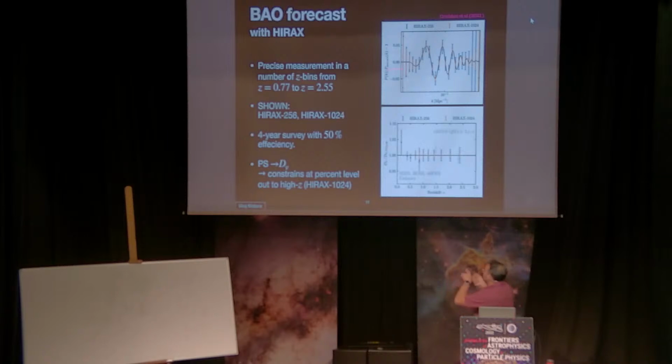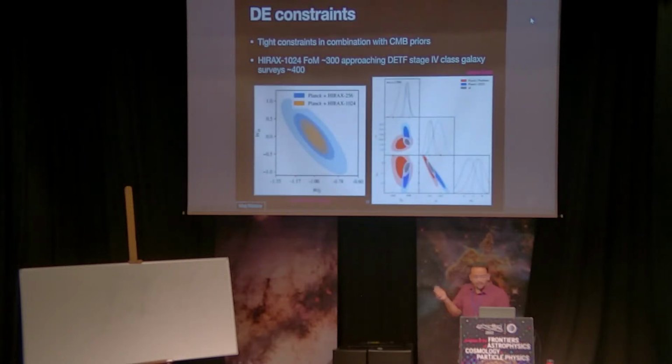This plot on the lower right is mainly to show the comparison with the recent eBOSS measurements. You can see that the HIRAX 1024 survey can constrain the length scale at a percent level out to a high redshift. That is what is expected out of the Fisher forecast at least. Then these power spectrum errors can be translated into cosmological constraints going via distance parameters. The main thing to note here is the high figure of merit, about 400, which is approaching the stage 4 class galaxy surveys.